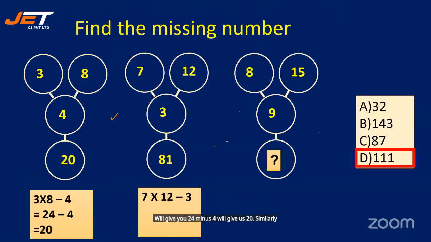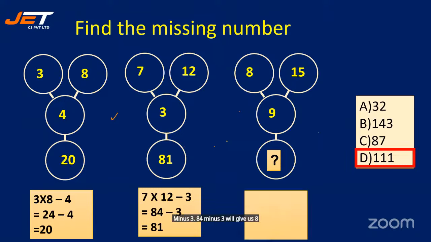Similarly, we have 7 into 12 minus 3. 84 minus 3 will give us 81. Likewise, we can also do 8 into 15 minus 9 will give us 111.